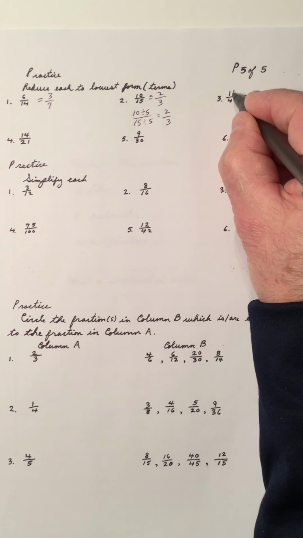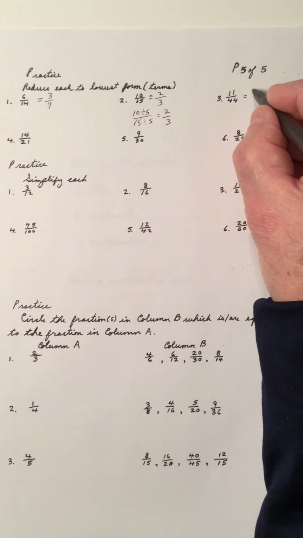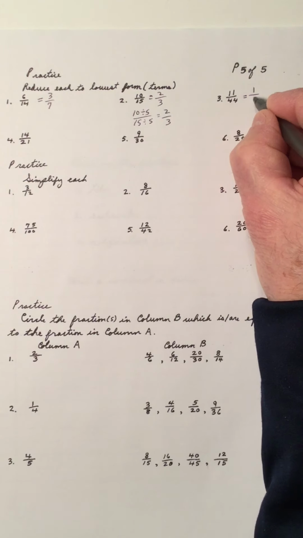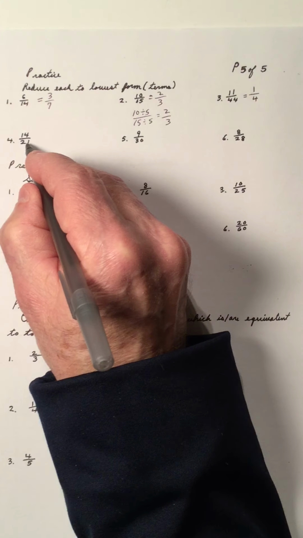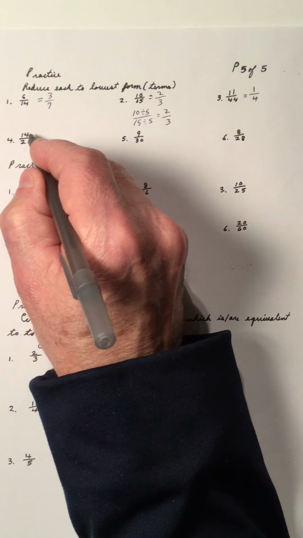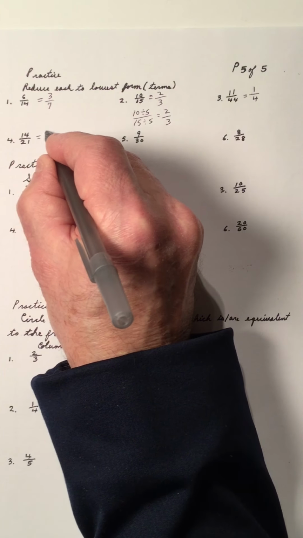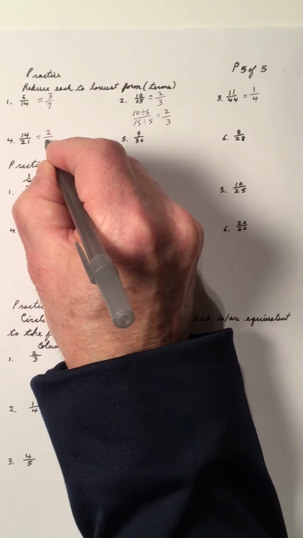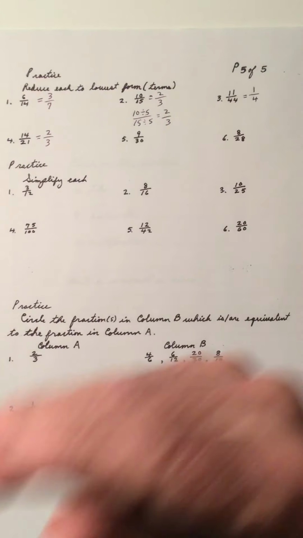11 is the GCF. The only factor of 11 is 11 because it's prime. So 11 into 44 is 4. 11 divided by 11 is 1. 44 divided by 11 is 4. 14 and 21: common factor. They're not even. Try a 7. 14 divided by 7 is 2. 21 divided by 7 is 3. Shorten it up when you know that you're going to reduce fractions.